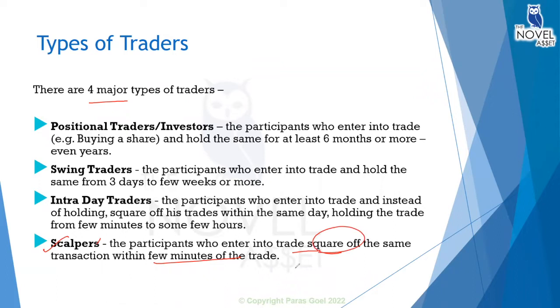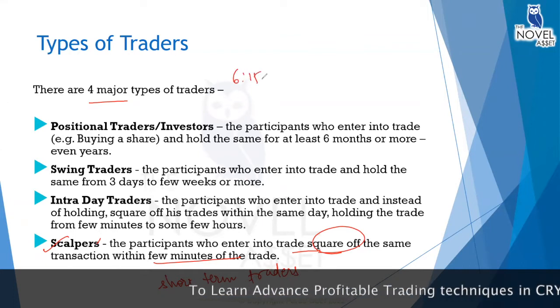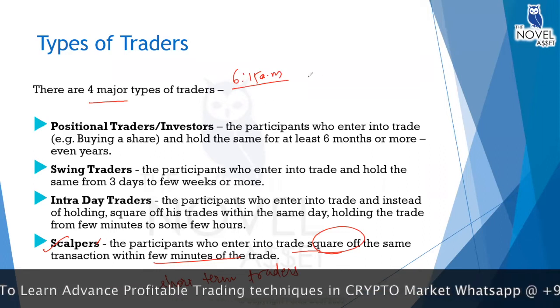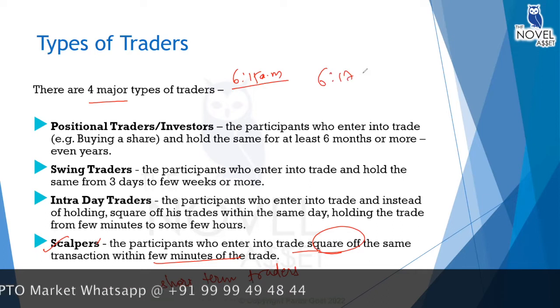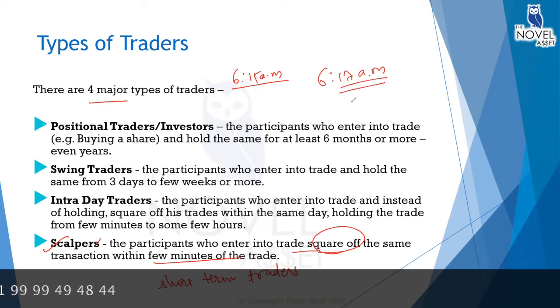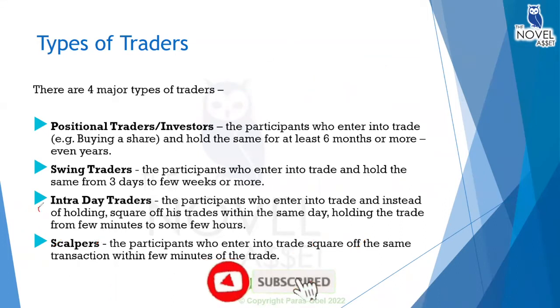So scalpers are the very short-term traders, because they are just trading in minutes. They are squaring off their position within minutes or within hours. Let's say I entered a trade at 6:15 a.m., and after making a 1 or 2% return, I got out of the market at 6:17 a.m. It is possible. We are going to analyze such things, and the persons who do such stuff are known as scalpers. Understood?